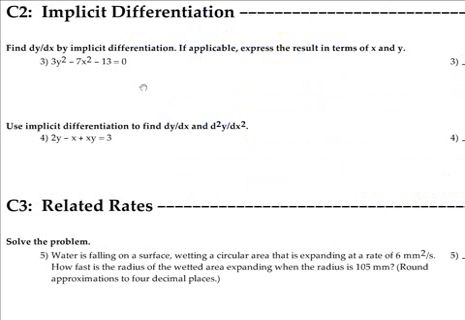Concept is implicit differentiation. We're going to find the derivative of this function and leave it in terms of x and y if applicable. So the derivative of this function implicitly, 3y squared, the derivative would be 6y, but we have to follow the chain on that and get a y prime, minus the derivative of 7x squared is just 14x. The derivative of 13 is 0, and that still equals 0.